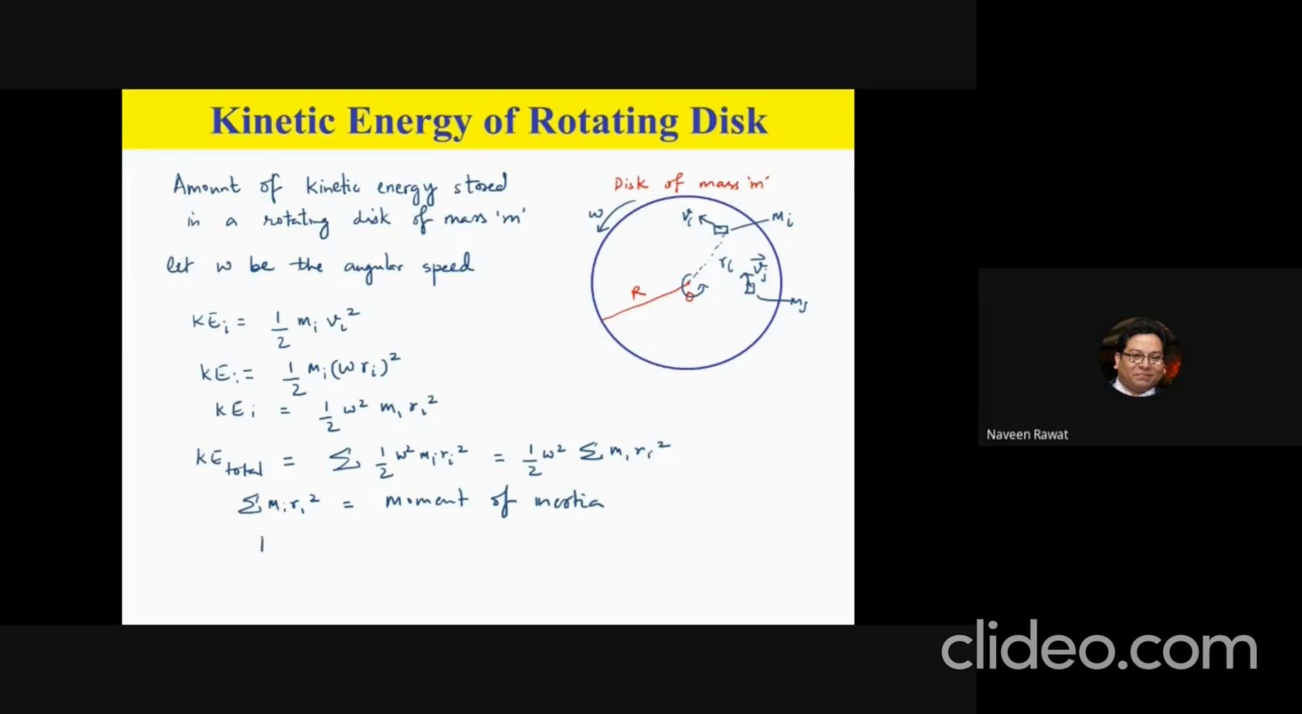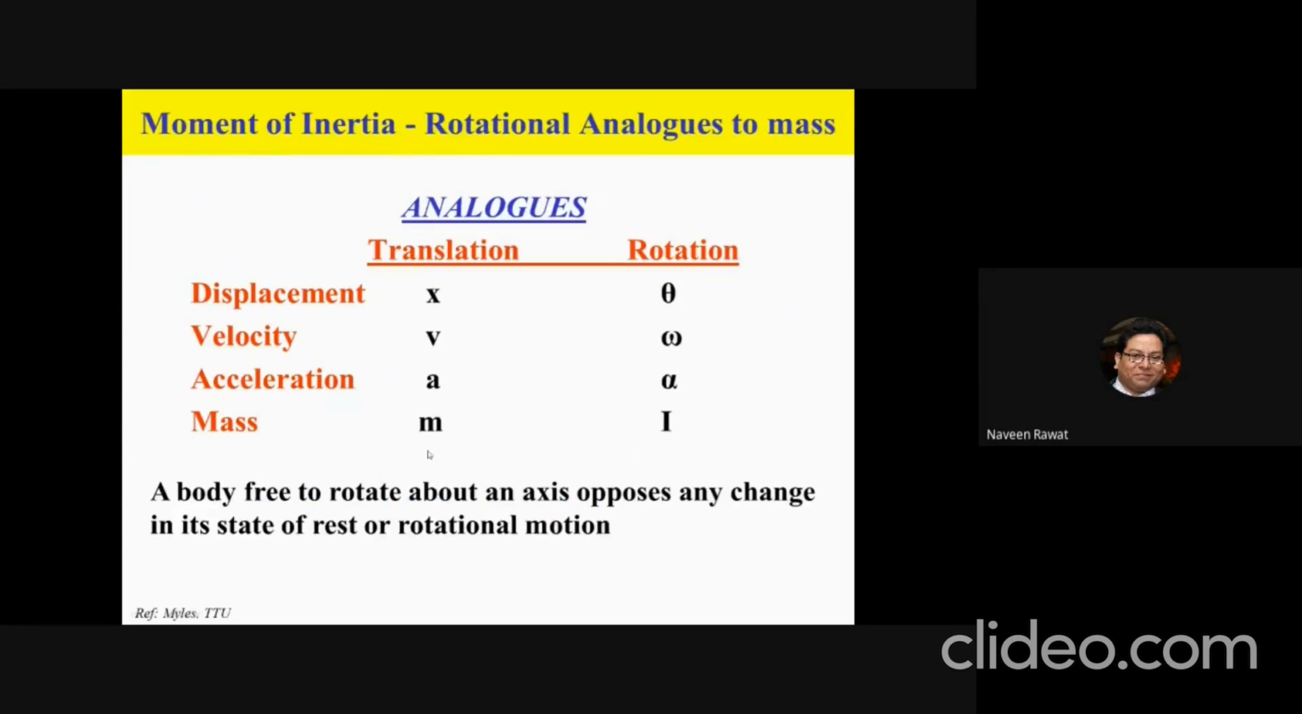So we can write that the kinetic energy of the disk is 1/2 I omega squared. Remember previously we had kinetic energy as 1/2 m v squared. Now instead of v we have omega, and instead of mass we have I, which is your moment of inertia. Again, what is this moment of inertia telling us?